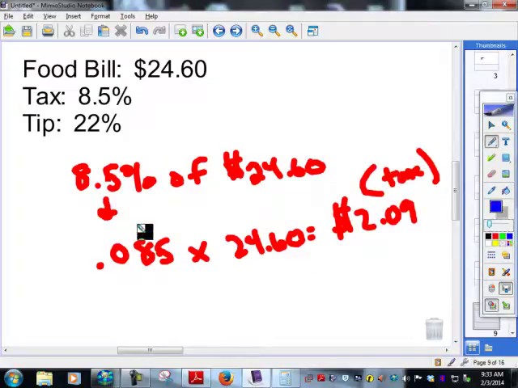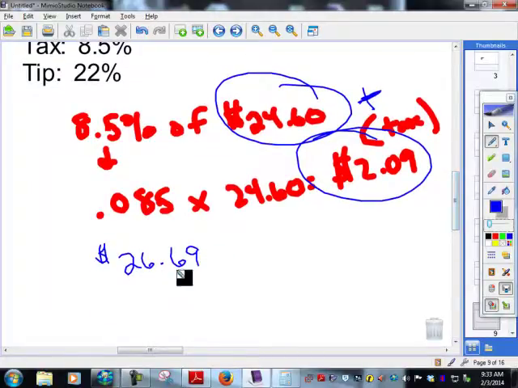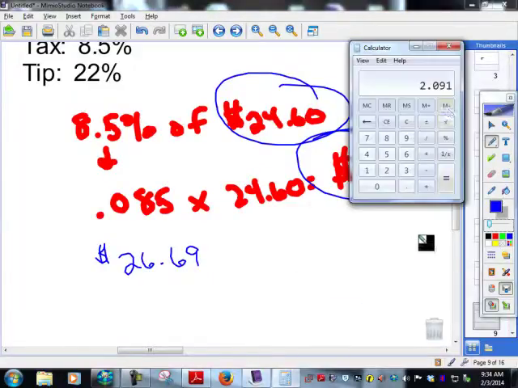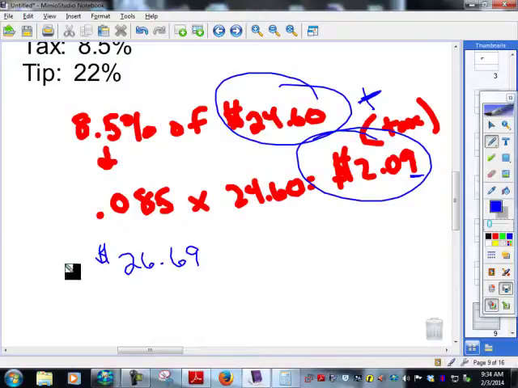Okay, so now what do I got to do? I have to take my food amount and my tax amount, and add them up. When I do that, I get 26.69. Wait, couldn't you round the 9 pennies to 10? No, because you always round to the pennies. Right here it's 209. If that one was a 5 or more, then you would round it. So 26.69, now we got to figure out what 22% of that is.